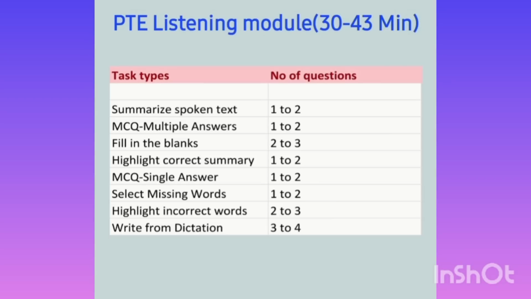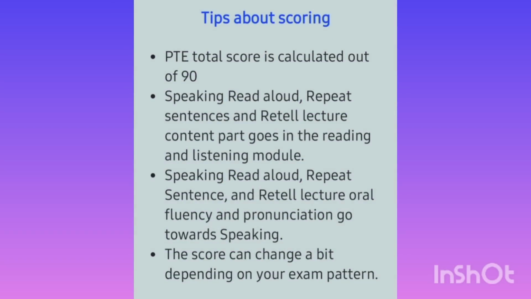Fill in the blanks would be 2 to 3. Highlight correct summary would be 1 to 2. MCQ single answer would be 1 to 2. Select missing words would be 1 to 2. Highlight incorrect words would be 2 to 3 and write from dictation would be 3 to 4. Write from dictation is the main part of the listening module.